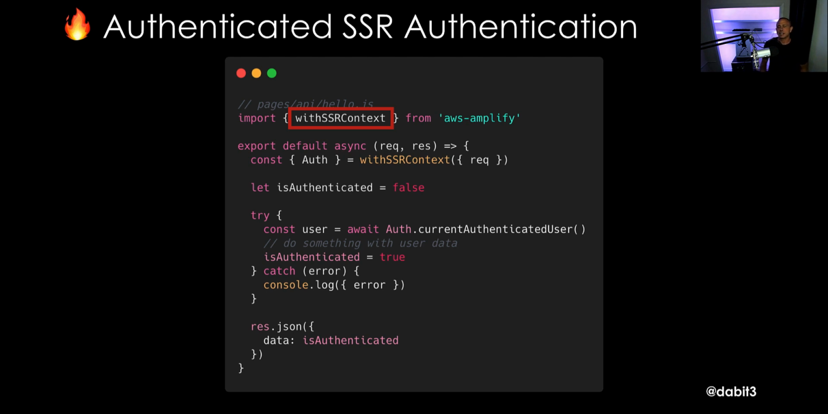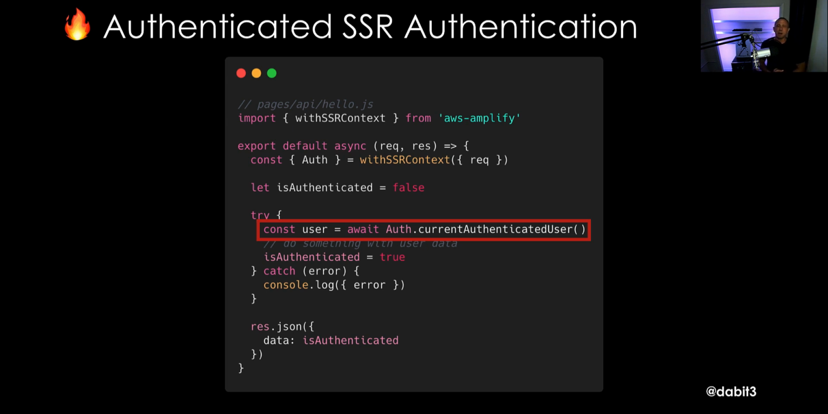But to get this working, you'll first import withSSRContext from AWS Amplify. And then within the function that you're going to be using it in, you'll go ahead and destructure the Auth or the API class from withSSRContext and pass in the request. And then you'll be able to just use this like you typically would. You'll be able to call Auth.currentAuthenticatedUser or any of the methods on the Auth class. And basically what you're going to be working with now are sessions as opposed to local storage. And everything just works as you would expect.